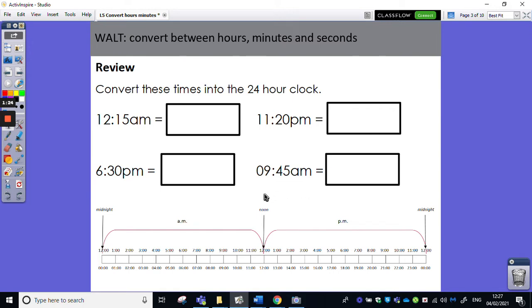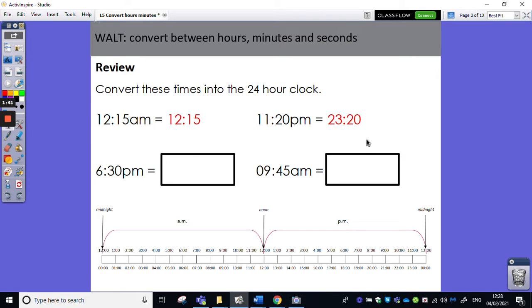Okay, hopefully you've managed to have a go at that and you've remembered from yesterday. Let's have a look at the answers together. So 12:15 AM would stay as 12:15, but remember we don't have AM or PM in 24-hour. 11:20 PM, so I needed to add on 12, so that should have been 23:20. 6:30 PM, again we would have to change it because it is PM, so the 6 should have become 18.